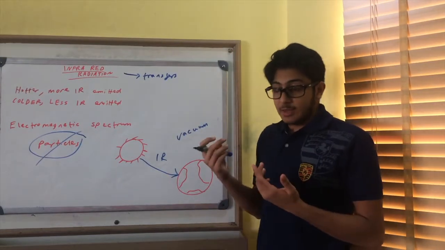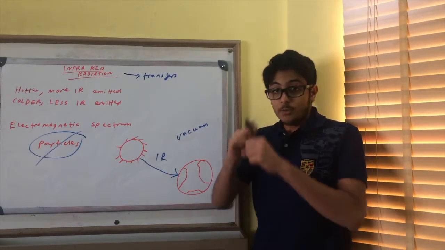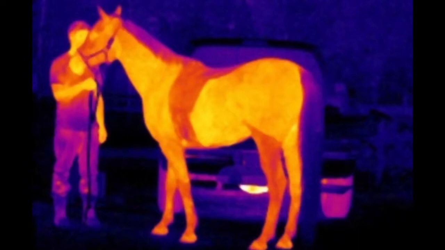I'm going to give you another example of uses of infrared radiation. Here we have a horse and a person. As you can see, most of the horse is brightly colored with orange and red. So obviously this means that the horse is emitting a lot of infrared radiation because it has an internal body temperature, and so it is emitting infrared radiation as heat from its body.